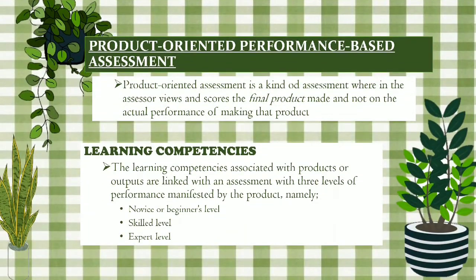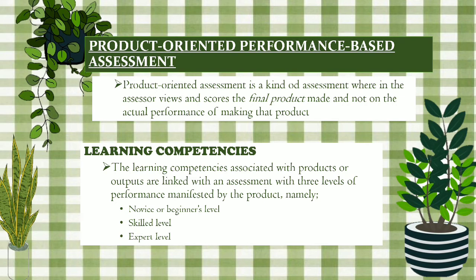Product-oriented performance-based assessment. Product-oriented assessment is a kind of assessment where the assessor views and scores the final product made and not the actual performance of making that product. It is also concerned with the product alone and not the process. It is more concerned with the outcome or the performance of the learner, and it also focuses on achievement of the learner. Also, product assessment focuses on evaluating the result or the outcome of a process.